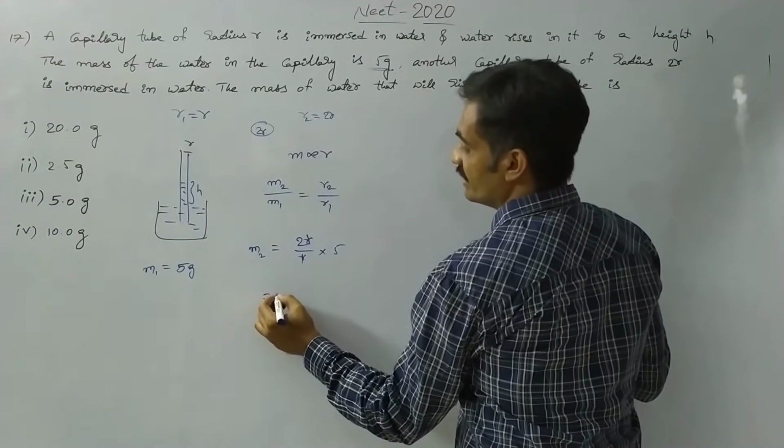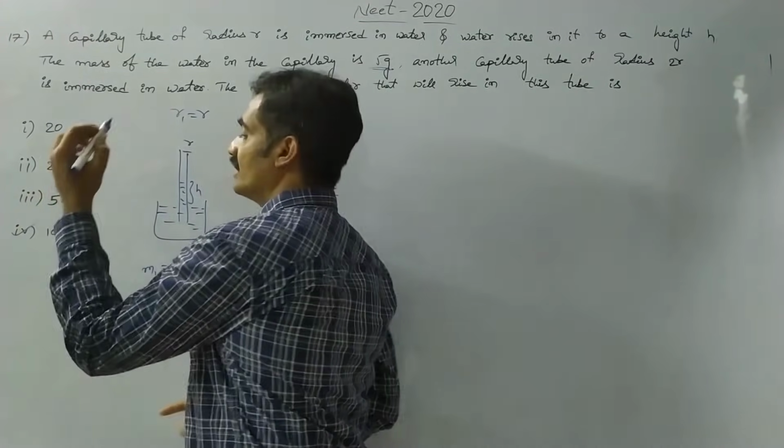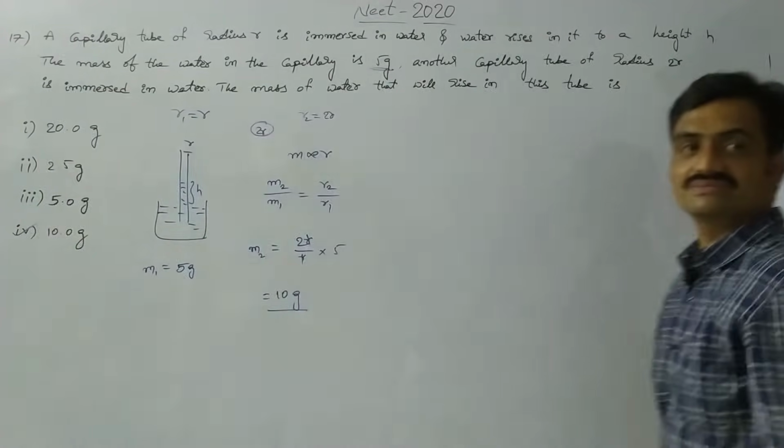We have 2 into 5 is nothing but 10. So answer is 10g. Option is 4. Take a screenshot. We will continue.